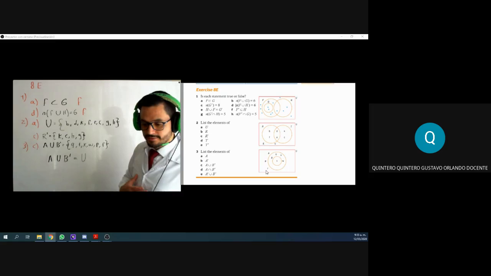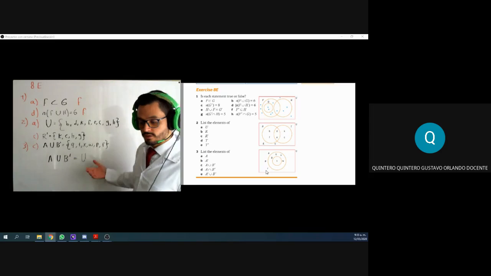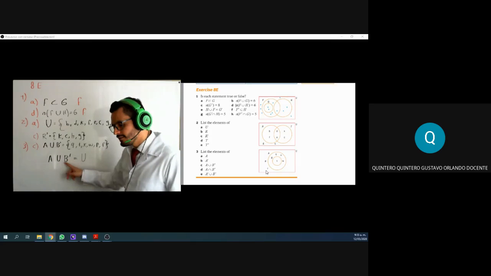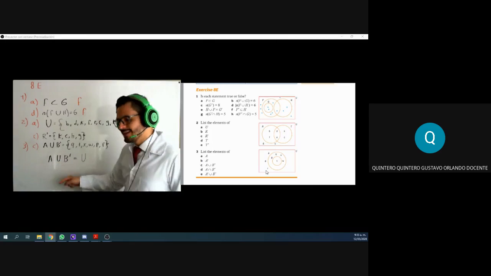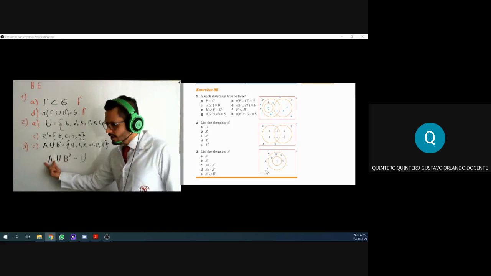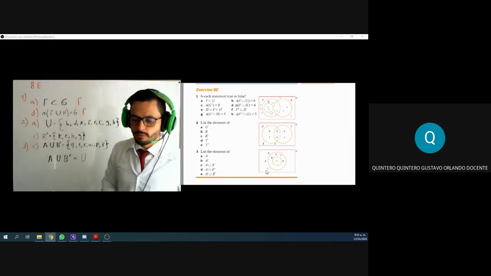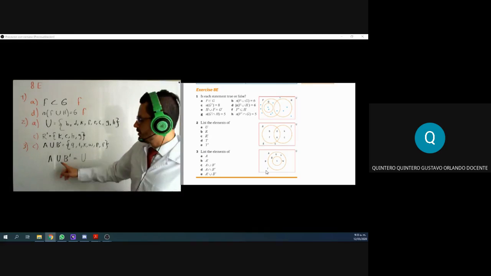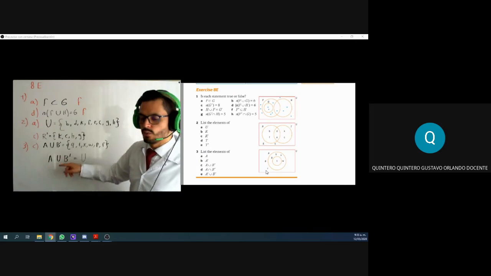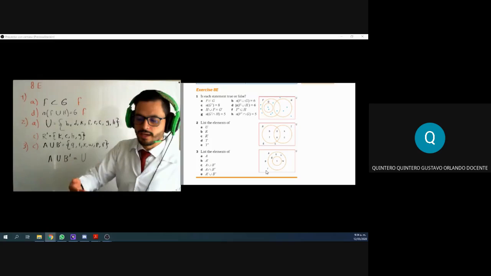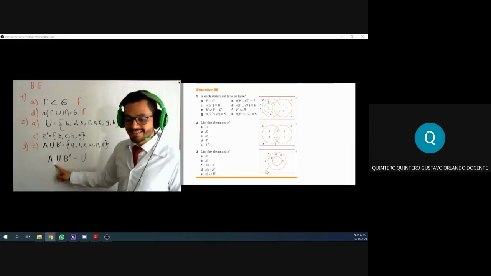In my experience, the more exercises you do, you tend to recognize that the letter between two sets is an operation. So in here we have set A and set B complement. We have two sets, meaning the letter between those two has to be an operation. And what is an operation that is shown with a U? Union, meaning this one is union, right?